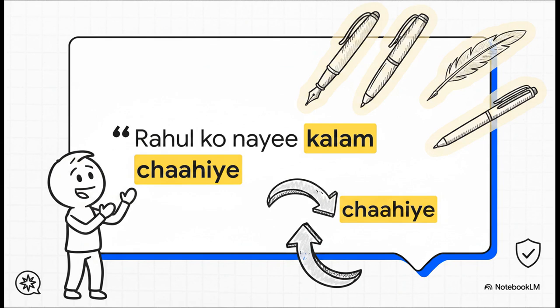Let's solidify this pattern with one more quick example. Rahul's back, and this time he desires a new pen. Once again, it's just a want, right? So the sentence is Rahul ko nayi kalam chahiye. Nayi kalam simply means new pen. And just like the tea example we saw earlier, chahiye cleanly caps off the sentence. No extra verbs. Honestly, once you start hearing that rhythm, it becomes completely second nature.